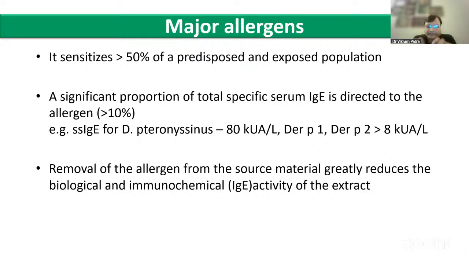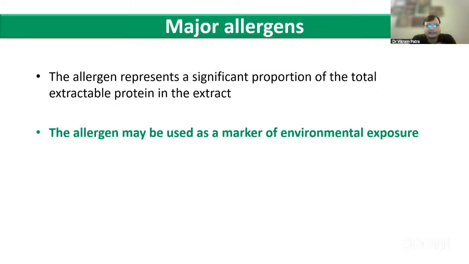So removal of these allergens from the source material greatly reduces the biological and immunochemical activity of the extract. So if you remove these components and do a skin prick test with the extract, it may come negative. The allergen represents a significant proportion of the total extractable protein in the extract, and thus these major allergens are used as a marker of environmental exposure.